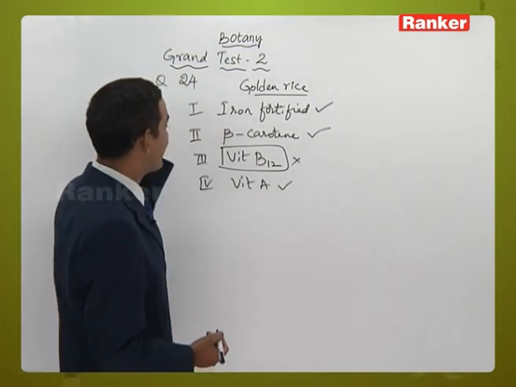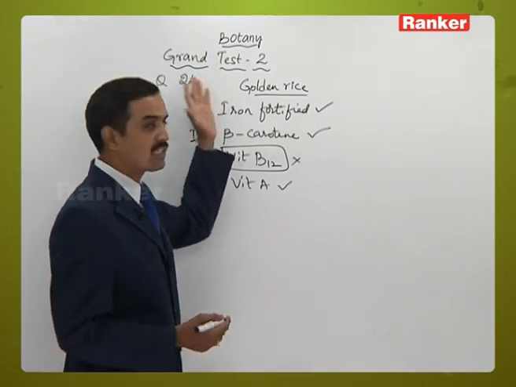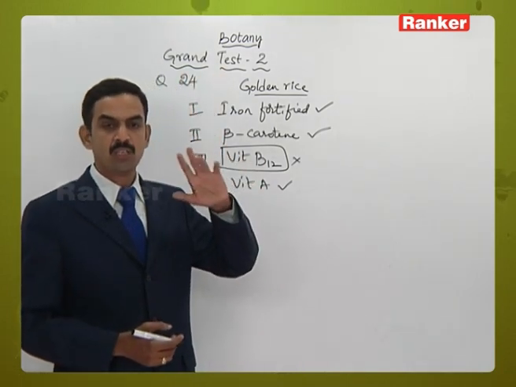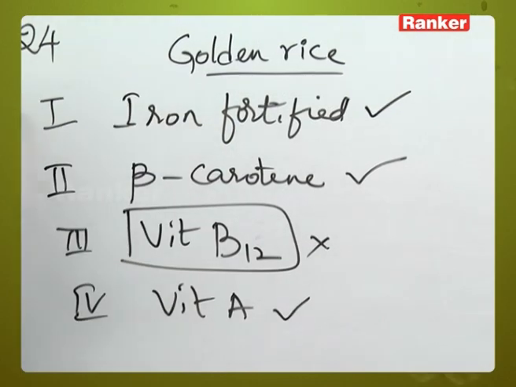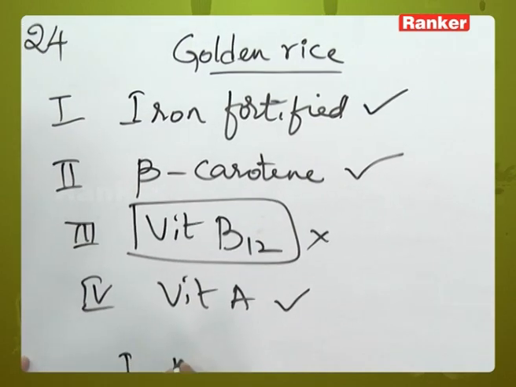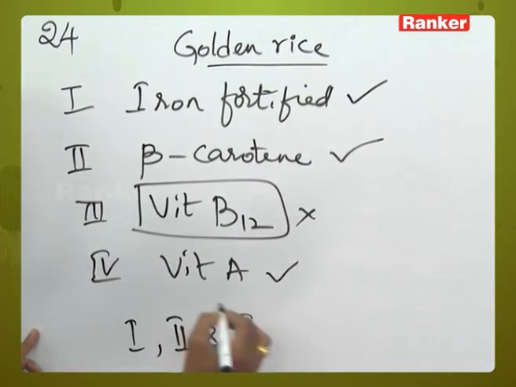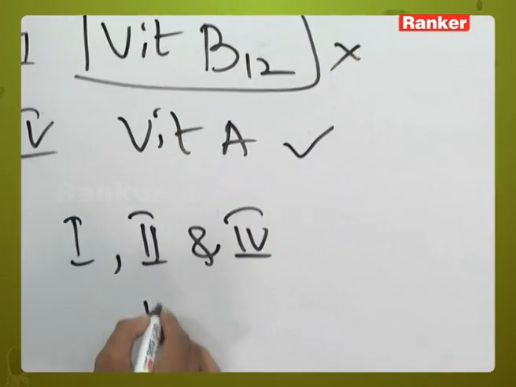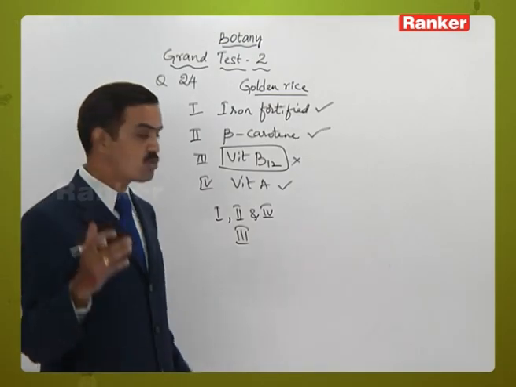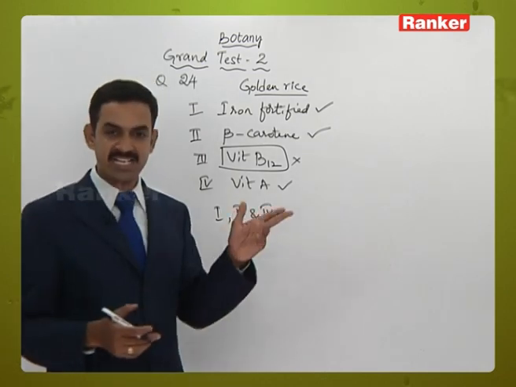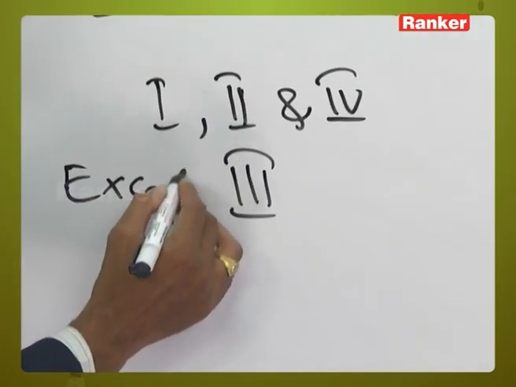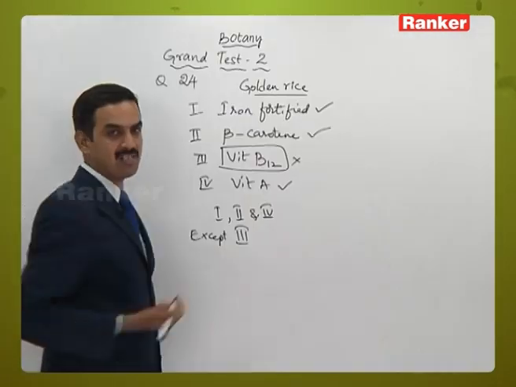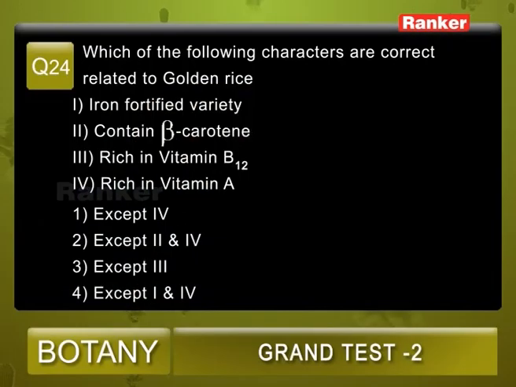From the given options, we can say which character is not related to golden rice. 1, 2 and 4 are related. Only 3 is not related. So from the options, nowhere is it given as 1, 2 and 4 are related, but it is given as except 3. Yes, except 3 means the others are correct related to golden rice variety. So question number 24, the correct answer is 3.